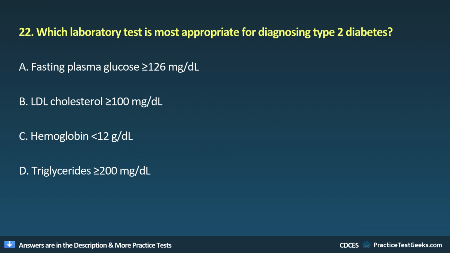22. Which laboratory test is most appropriate for diagnosing type 2 diabetes? A. Fasting plasma glucose equals 126 milligrams per deciliter. B. LDL cholesterol equals 100 milligrams per deciliter. C. Hemoglobin equals 12 grams per deciliter. D. Triglycerides are less than 200 milligrams per deciliter.